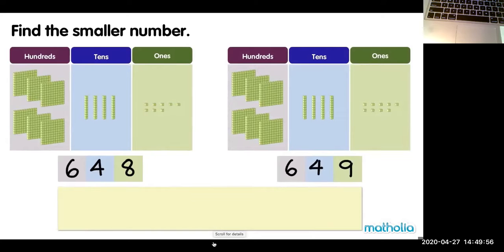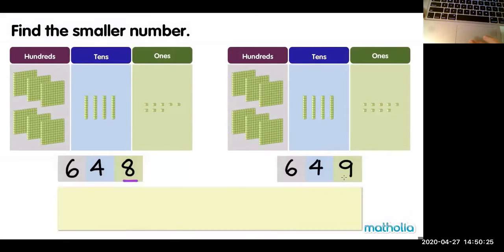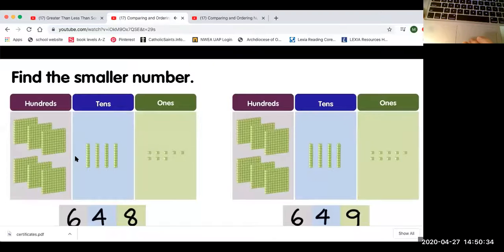To compare the numbers, we start by comparing the digits in the hundreds place. 6 is the same as 6. The digits are the same. So, we move on to compare the digits in the tens place. 4 is equal to 4. The digits are the same. So, we move on to compare the digits in the ones place. 8 is smaller than 9. So 648 is smaller than 649.